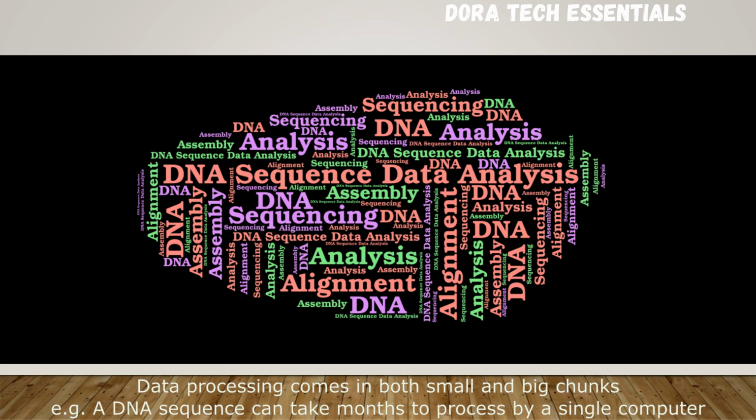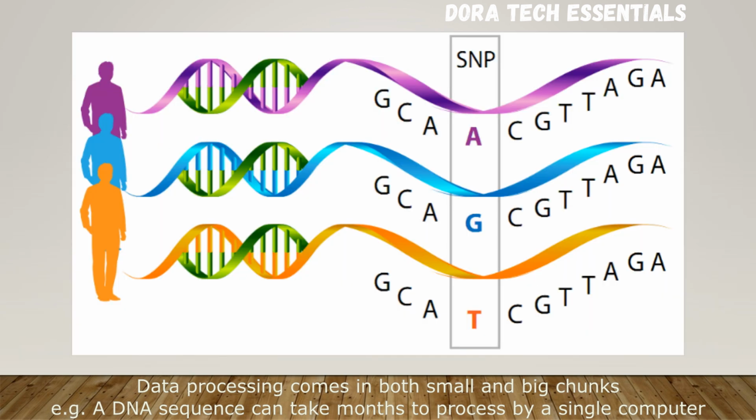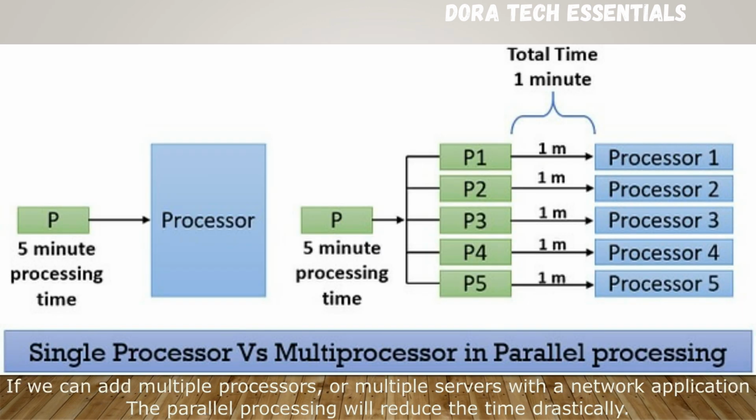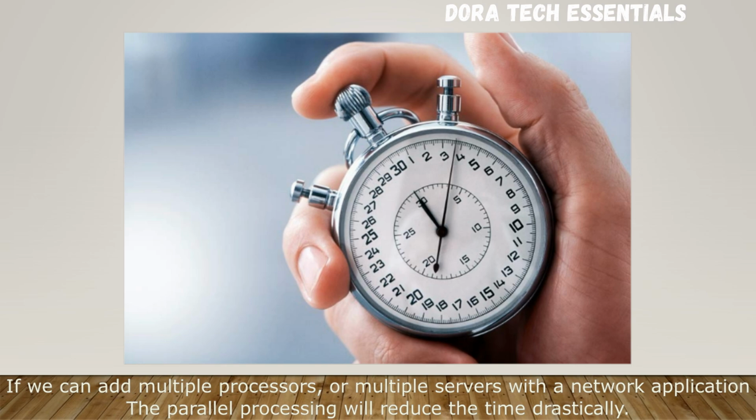Data processing comes in both small and big chunks. For example, a DNA sequence can take months to process by a single computer. If we can add multiple processors or multiple servers with a network application, the parallel processing will reduce the time drastically.